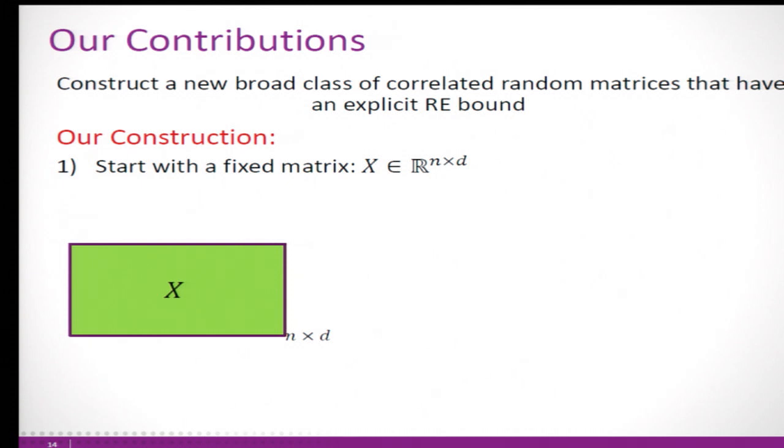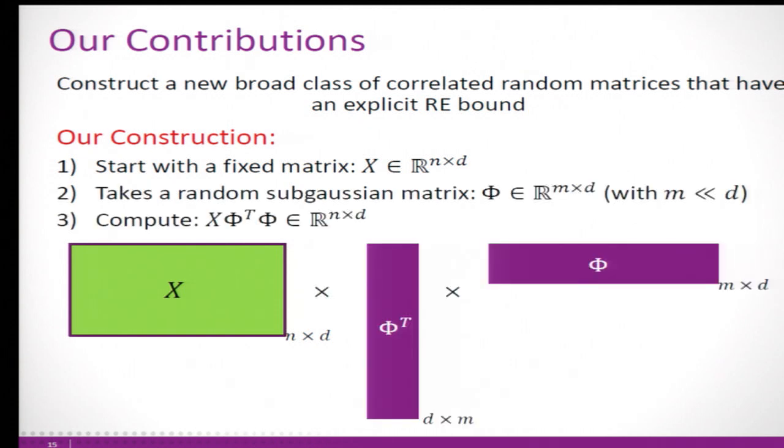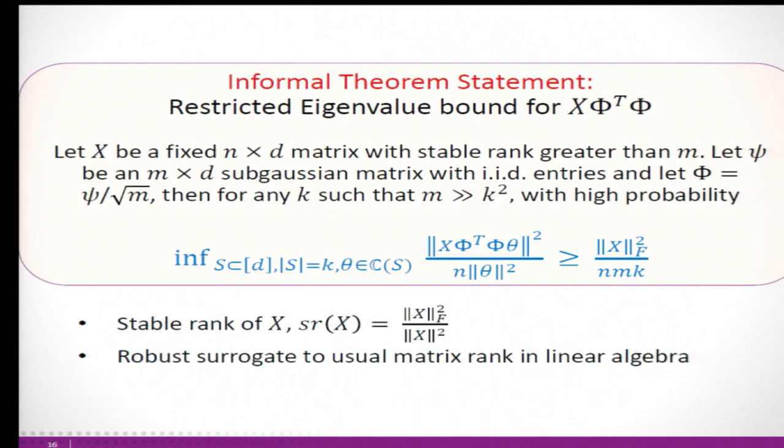Okay, so the contribution of this work is to introduce a broad class of correlated random matrices that have an explicit restricted eigenvalue bound. So this is the construction. We're going to start with a fixed matrix X. So this is a fixed deterministic matrix. And we're going to hit it with random matrices. So we take a random subgaussian matrix, phi, and we compute X phi transpose phi. Okay, so that's the matrix that we're going to look into now, where X is the fixed matrix and phi is a random matrix. So the main statement of this work is to show the restricted eigenvalue bound on these kinds of matrices, X phi transpose phi.